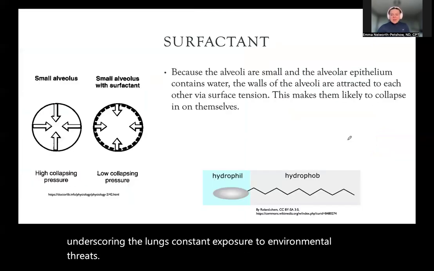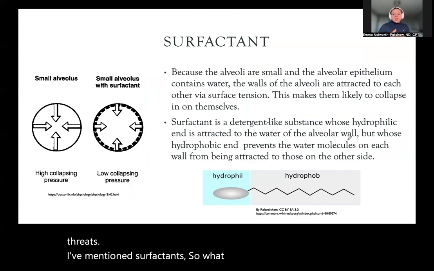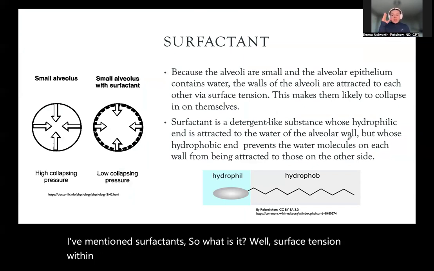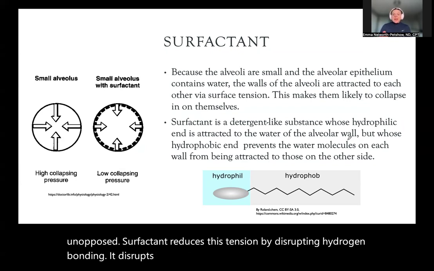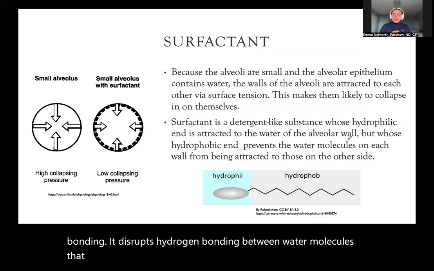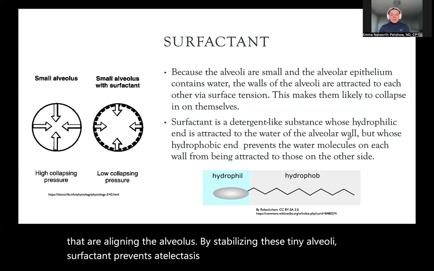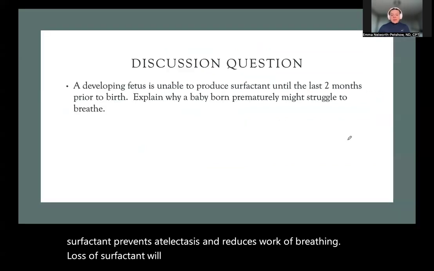I mentioned surfactant. So, what is it? Well, surface tension within the alveoli would cause collapse of these little sacs if unopposed. Surfactant reduces this tension by disrupting hydrogen bonding between water molecules that are lining the alveolus. By stabilizing these tiny alveoli, surfactant prevents atelectasis and reduces work of breathing. Loss of surfactant will dramatically increase respiratory effort.